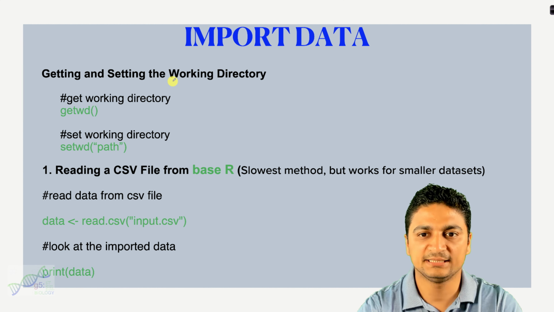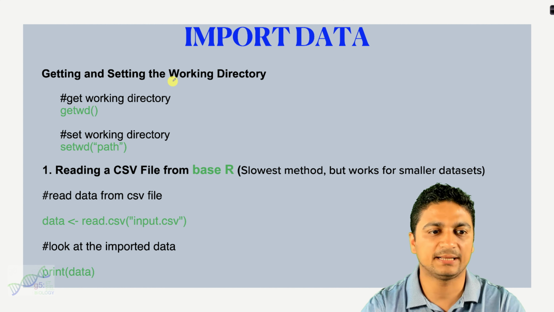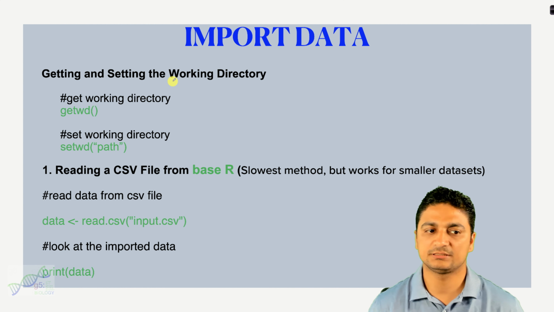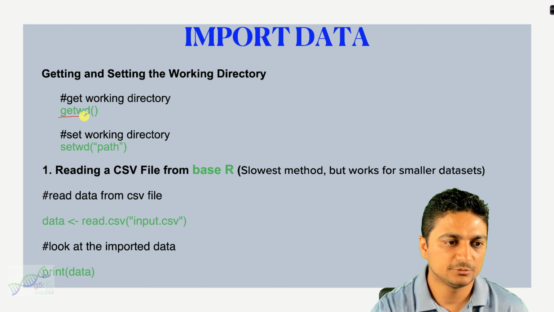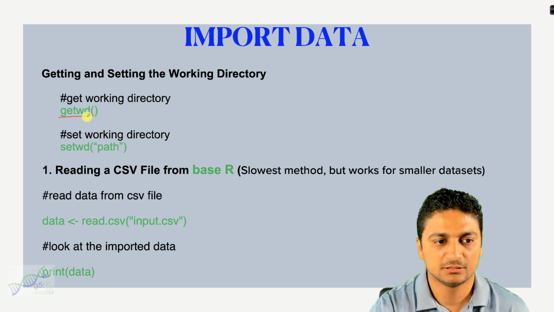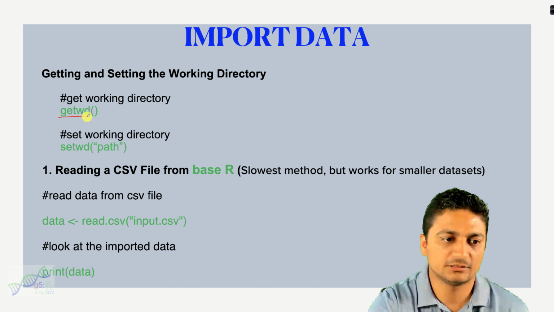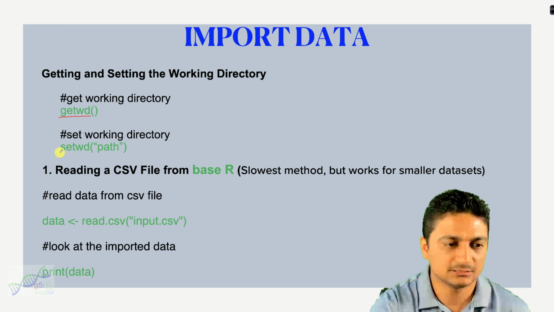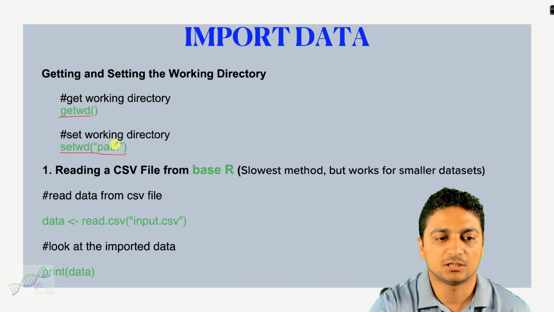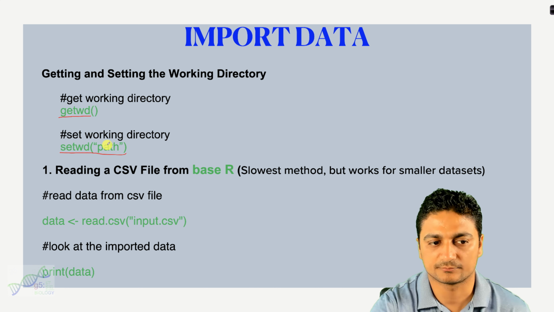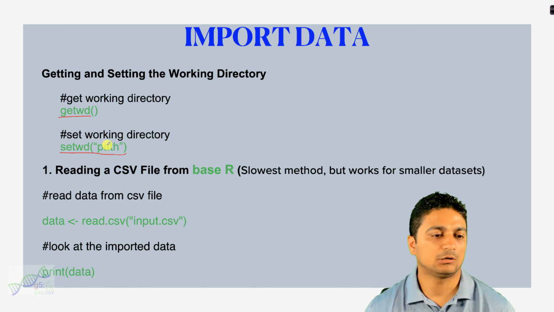Before importing any data in R or loading any package, we need to know our working directory. So we use the command getwd to know the working directory. And once we know the working directory and we want to set a different one, we can set it by using the command setwd and giving the path of the directory that we want to work on. After we set the path, now we can work on R for data analysis.